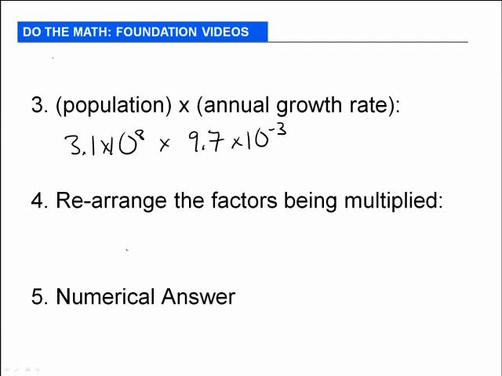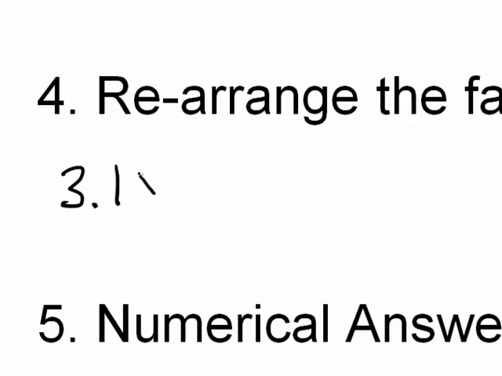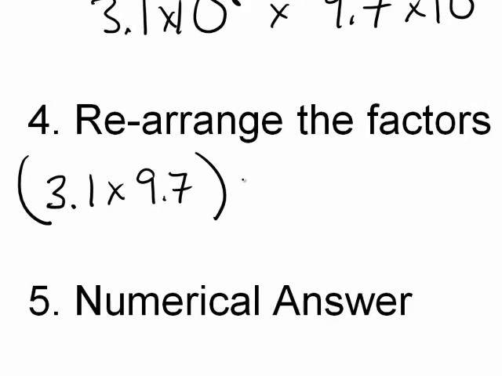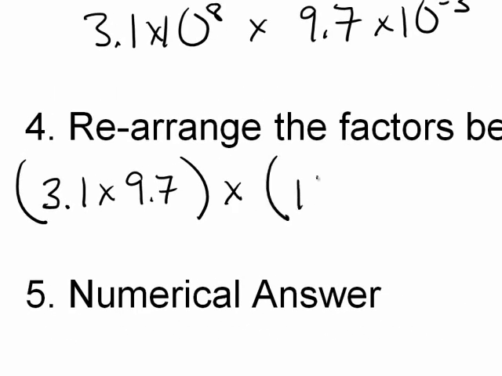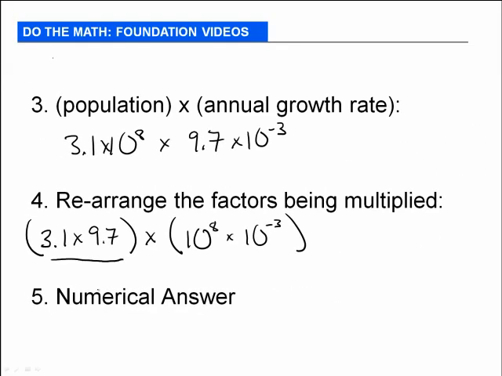Now we're going to rearrange the factors being multiplied. So watch what I do. I'm going to take the 3.1 and times it by the 9.7. And then I'm going to times that by 10 to the 8th times 10 to the minus third. So I've just taken the powered ones and put them together, and the numerical ones and put them together. Now if we take a calculator out and we multiply 3.1 times 9.7, we get 30.07. And we're going to say times 10.